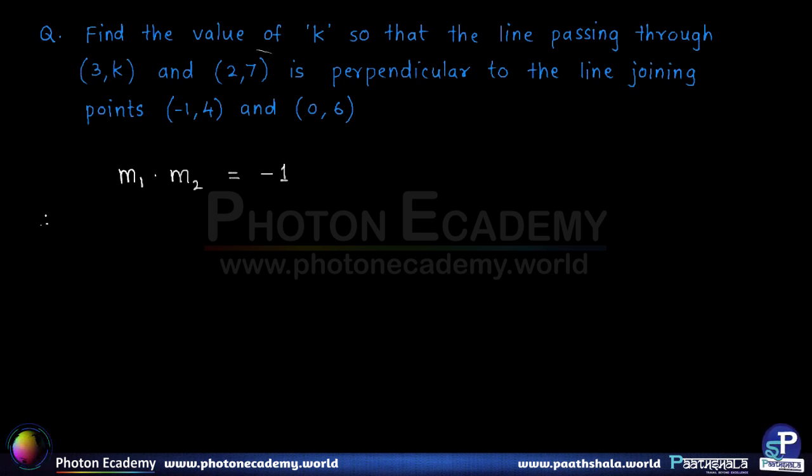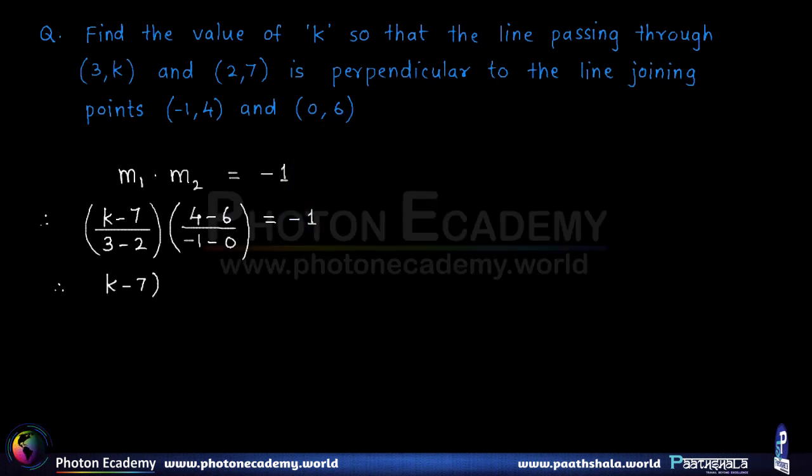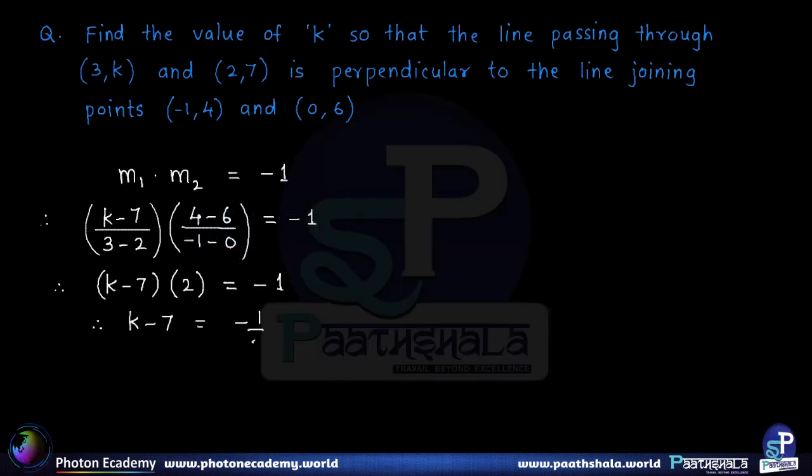Okay. Considering the first line, we can write the slope as (k minus 7) upon (3 minus 2), right? y1 minus y2 upon x1 minus x2. And for the second line we have (4 minus 6) upon (-1 minus 0), that is equal to -1. So we have to now solve this to get the answer. So (k minus 7) upon 1 as it is, and in the second bracket you get -2 upon -1, so that gives you 2, is equal to -1. So therefore k minus 7 is equal to -1 by 2.